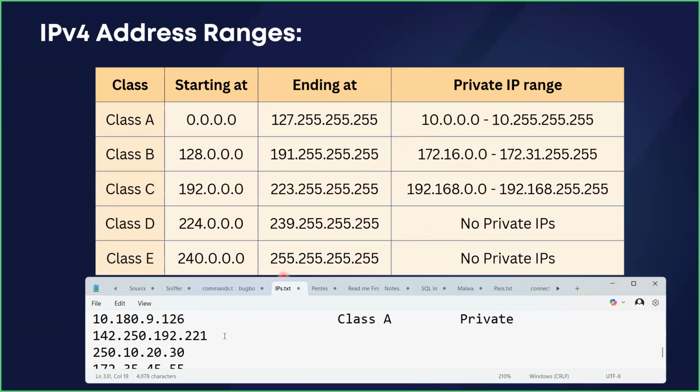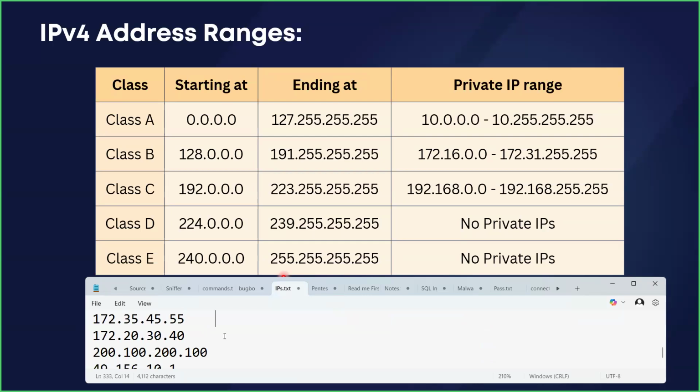Next answer: 142, 250, 192, 221. Class B, correct answer. Public or private? Public. Good. Next one: 250, 10, 20, 30. Class E. Okay, perfect. Public. Perfect answer.